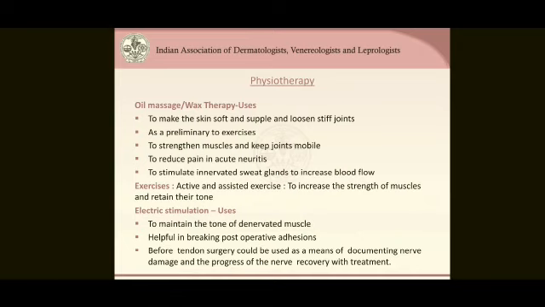Exercises are of two types: active exercise and assisted exercise. It is done to increase the strength of the muscles and retain their tone. Electric stimulation is used to maintain the tone of denervated muscles, helpful in breaking post-operative adhesions before tendon surgery, and could be used as a means of documenting nerve damage and the progress of nerve recovery with treatment.